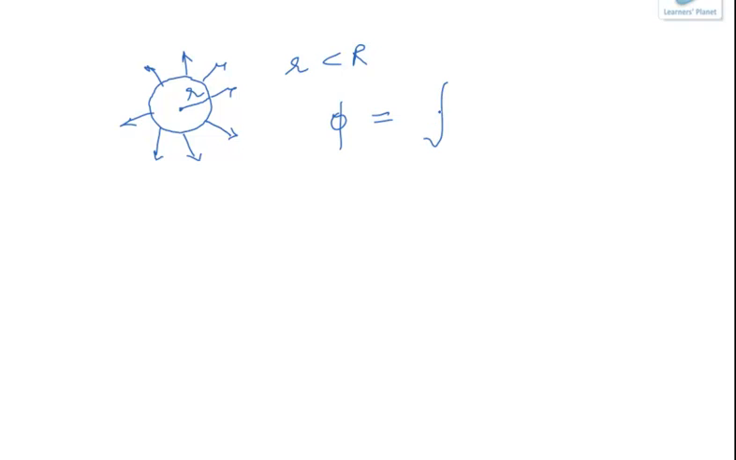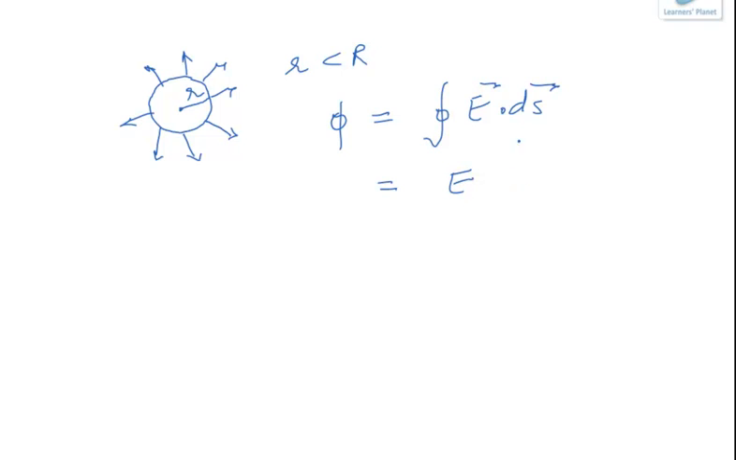Now from symmetry we know that, let us say we take a small sphere of radius r, where r is less than capital R, then the electric field will be radially outwards at each and every point on this sphere. Okay, so the total flux that will come out of this small sphere, which we can assume to be a Gaussian sphere, Gaussian surface, will be given by the surface integral E dot dS.